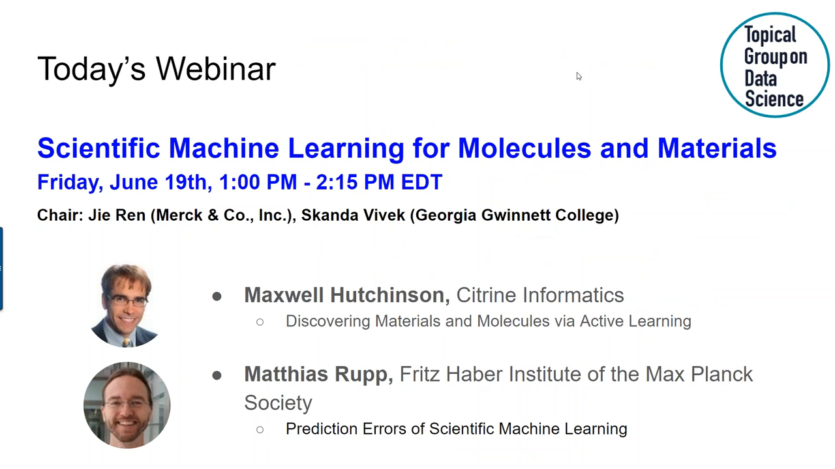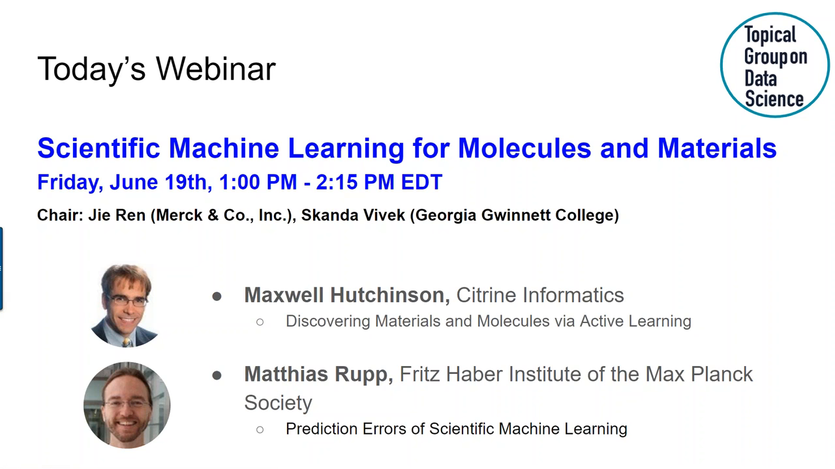Now, I'd like to introduce our speakers for today's webinar. We have two speakers. The first one is Dr. Maxwell Hutchinson. Max is a principal scientific software engineer at Citrine Informatics, where he develops and operationalizes statistical and machine learning methods for materials development. He is particularly interested in the applications of domain knowledge and predictive uncertainty in machine learning to address the scarcity of high quality data, which is common in material science and engineering. Max received a Bachelor's of Science degree from CMU and a PhD from University of Chicago, both in physics.